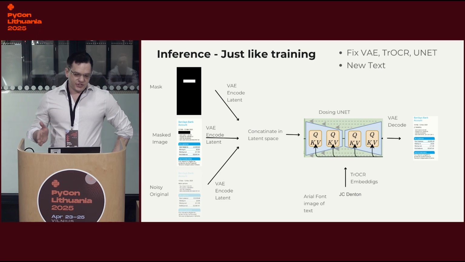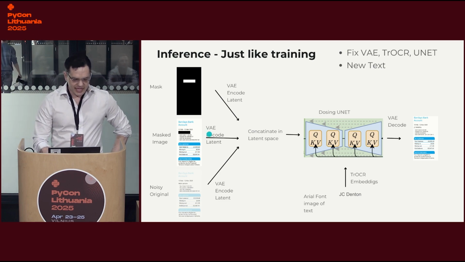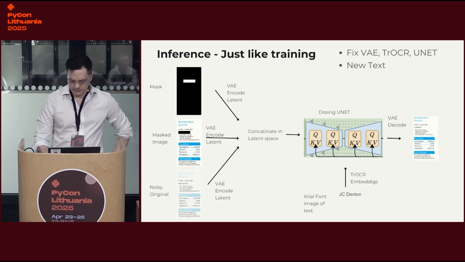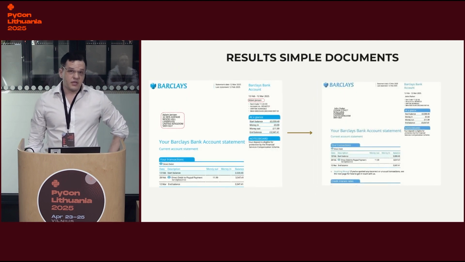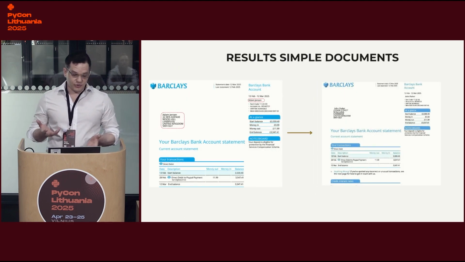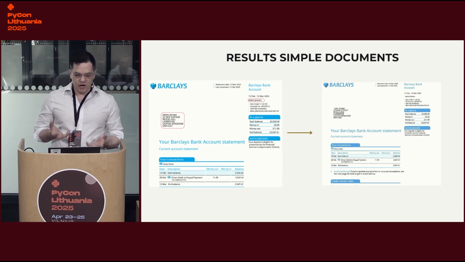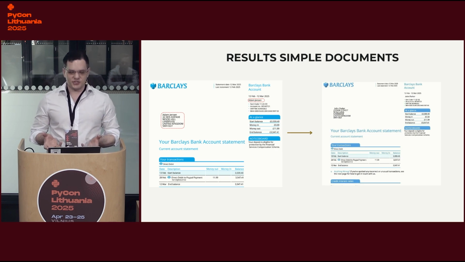So for the inference stage, the inference is just like training, with the one difference that instead of using the original text, you add in a new text via the embedding. So these are the actual results. The results work reasonably well for simple documents, but honestly, I could probably do better with Photoshop.